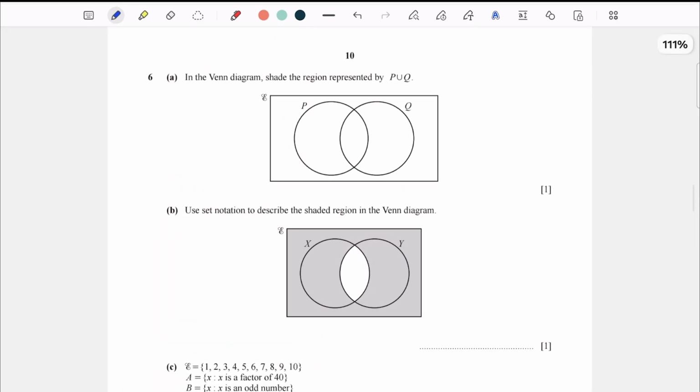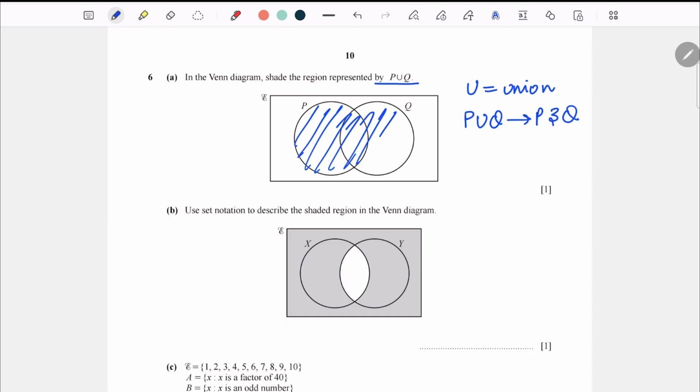Question 6a. In the Venn diagram, shade the region represented by P union Q. Now this U right here is a symbol that represents union. It basically means P union Q means P and Q. So we'll have to shade the entire region that includes P and Q together, which is basically this whole region.